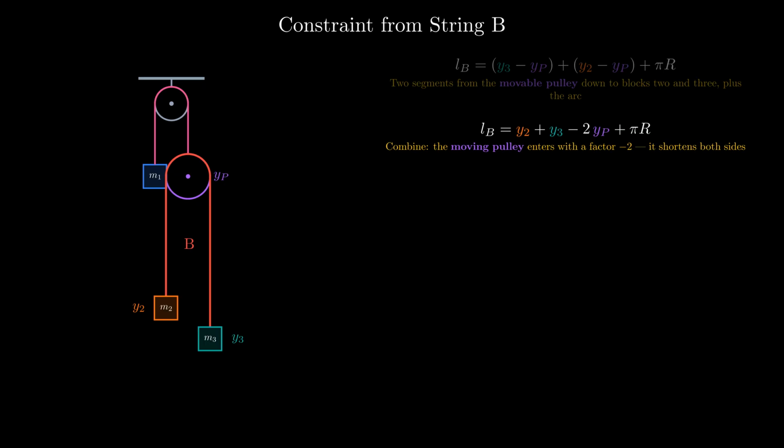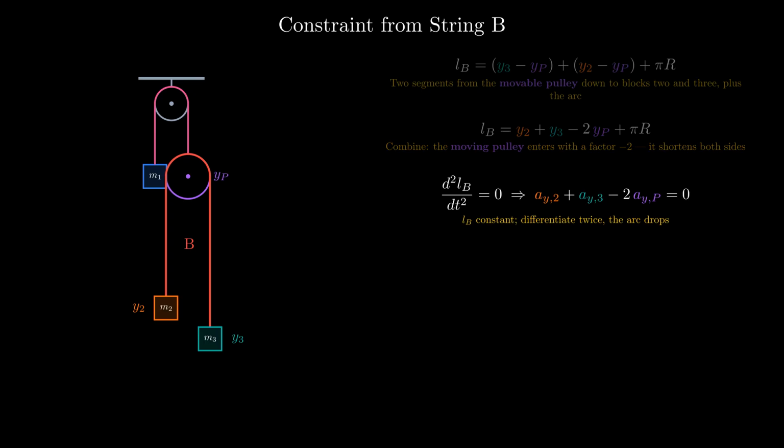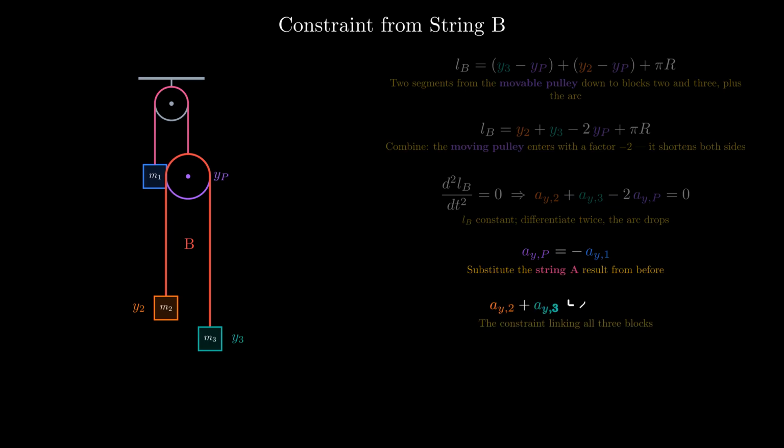This length is constant too, so take its second time derivative and set it to 0. That gives the acceleration of block 2 plus the acceleration of block 3 minus twice the acceleration of the pulley equals 0. Now substitute what string A already told us. The acceleration of the pulley is minus the acceleration of block 1. And there is our constraint: the acceleration of block 2 plus the acceleration of block 3 plus twice the acceleration of block 1 equals 0.